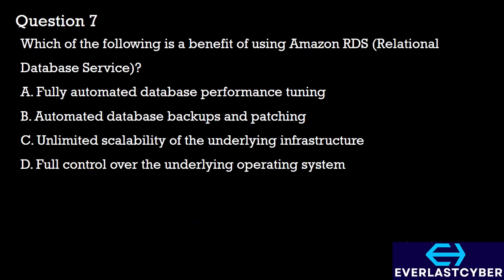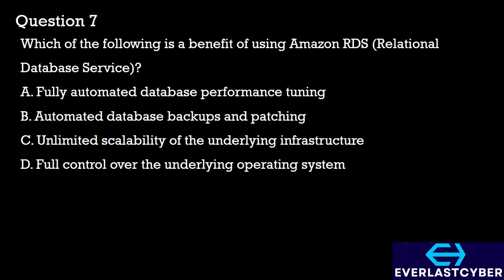Question 7. Which of the following is a benefit of using Amazon RDS? A. Fully automated database performance tuning. B. Automated database backups and patching. C. Unlimited scalability of the underlying infrastructure. D. Full control over the underlying operating system. For option A, the fully automated database tuning, Amazon RDS offers tools like Performance Insights to help monitor and tune database performance, but it does not fully automate the performance tuning.